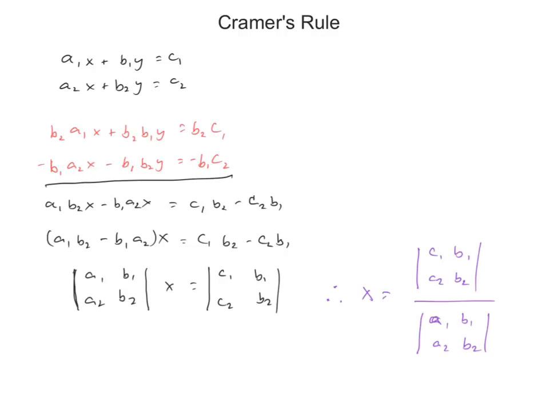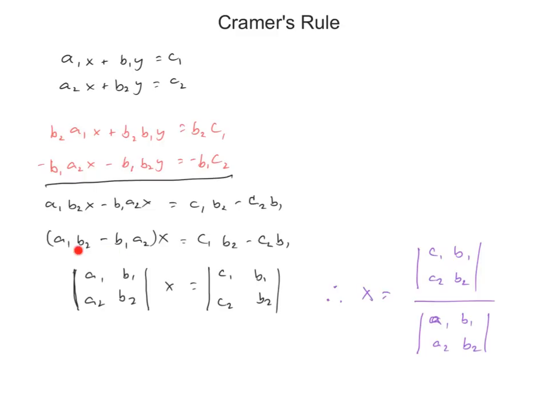So when I combine these, b2a1x minus b1a2x is a1b2x minus b1a2x, equals, this part drops off, c1b2 minus c2b1. And in this case, we're going to pull that factor of x out. So I have a1b2 minus b1a2, times x, equals c1b2 minus c2b1.